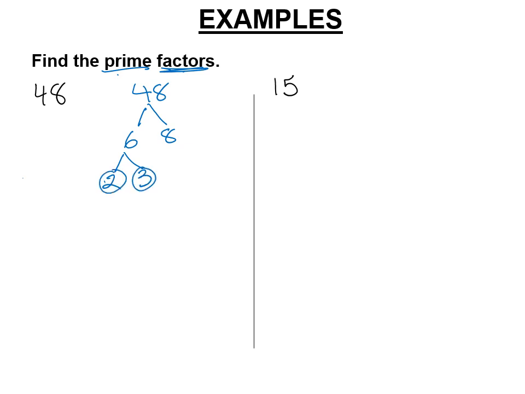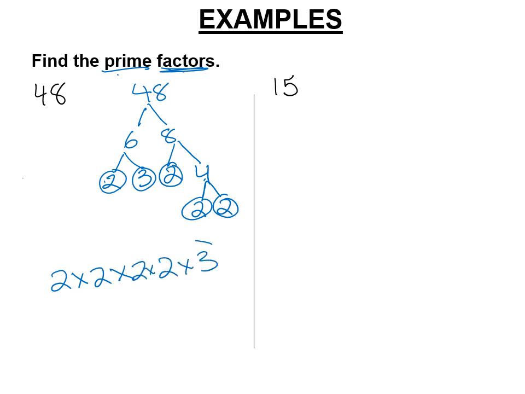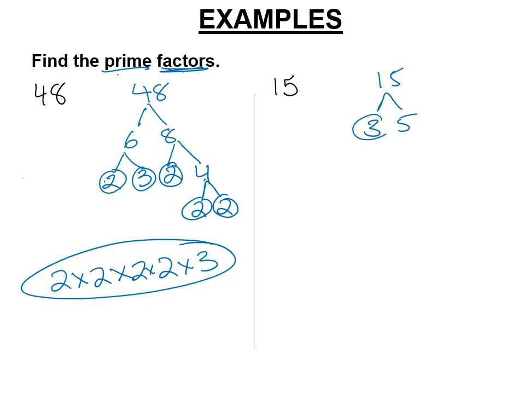Those are both prime. Here we can write 2 times 4. 2 is prime, but 4 is not. And so we write 2 times 2. Now, typically when we write answers for this, you put it from lowest to highest. So we have 4 2s being multiplied, and then 1 3. Okay. So 15 is 3 times 5, and those are both prime. You're done. It's 3 times 5. That's it.